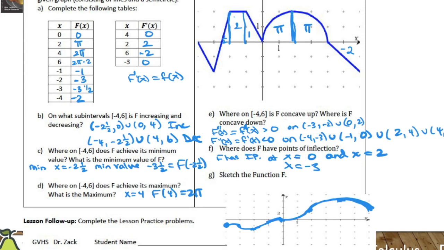Okay, so we've had a little bit more practice with this type of problem. Take a look at where the function is situated and then where we're increasing, decreasing, and concave up, as well as concave down.